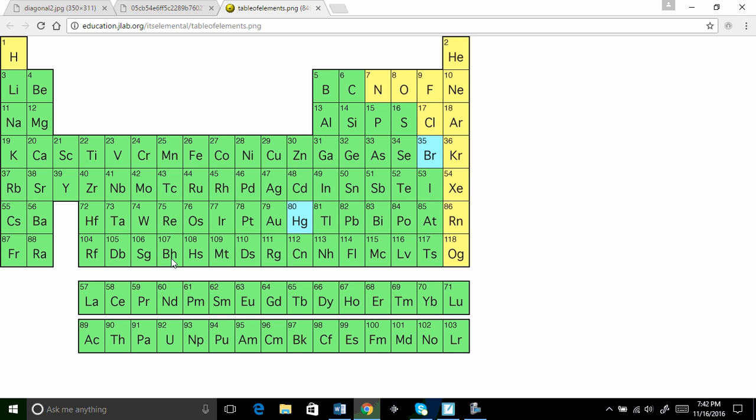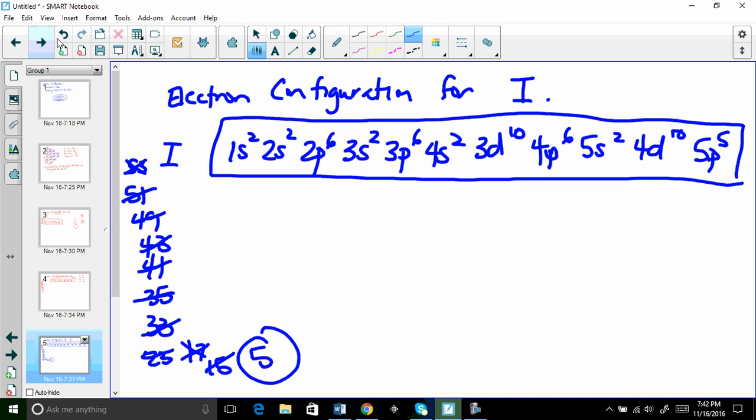This is named after Niels Bohr. This is borium, B-O. He is the guy that discovered that the electrons travel in the orbitals, the s, the p, the d, and the f orbitals. And so my last one is borium. Borium is atomic number 107.